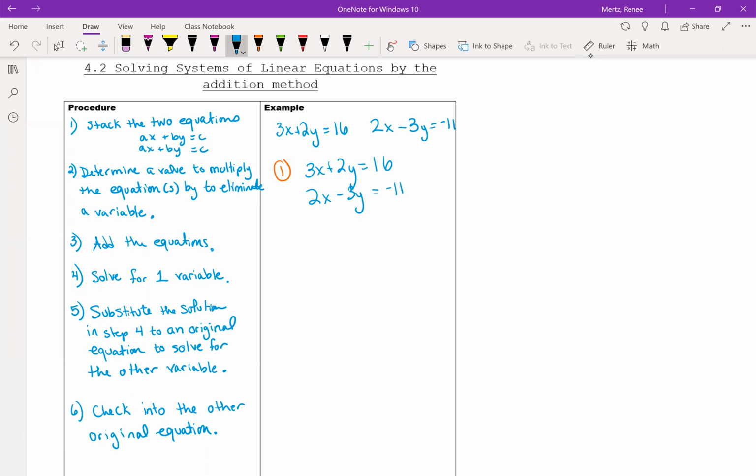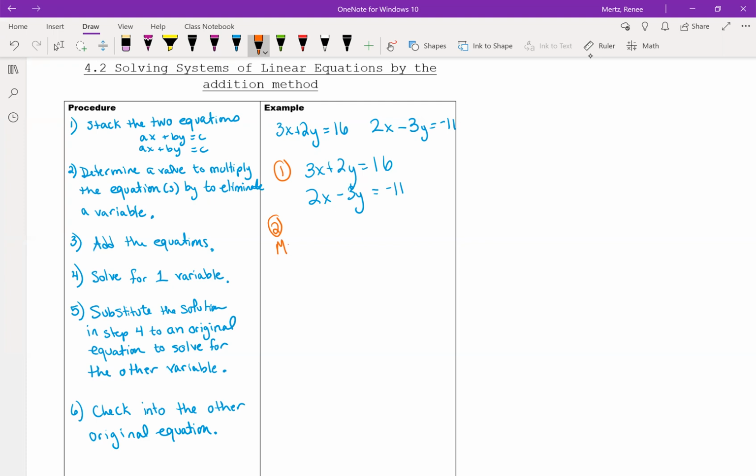We want to determine a value to multiply your equations by to eliminate a variable. It doesn't matter if we want to eliminate the x's or the y's. What we want to do is multiply to get them to be the same number with opposite signs. If you are choosing x, we have a 3x and a 2x. We can multiply to get a 6 and a negative 6. Same thing on the y's. If we were multiplying a 2y and a negative 3y, we would be trying to get a 6 and a negative 6. So for step two, I'm deciding what to multiply these by.